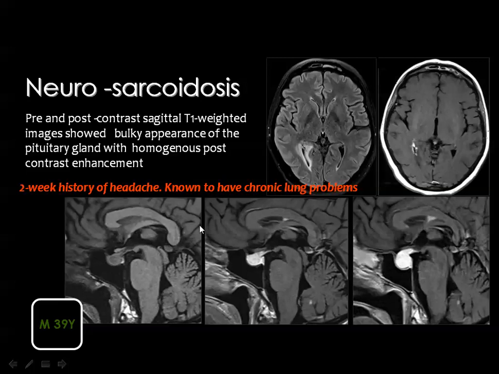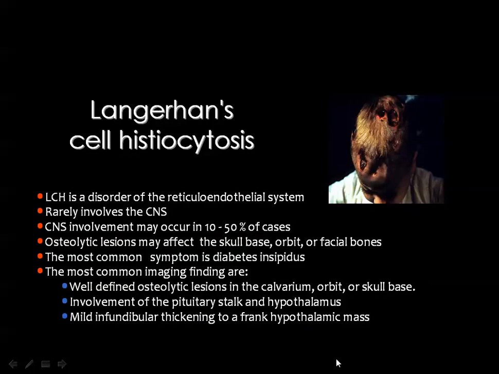Then one of the possibilities is neurosarcoid. And this is a patient known to have chronic lung problems, and this may lead you to think of the possibility of sarcoid. Here, this is the pituitary gland, pre-contrast, and after contrast, you get thickening and enhancement of the infundibular stalk. Then you see here on follow-up study that the lesion has progressed, and there is more thickening of the stalk and more affection of the pituitary gland.